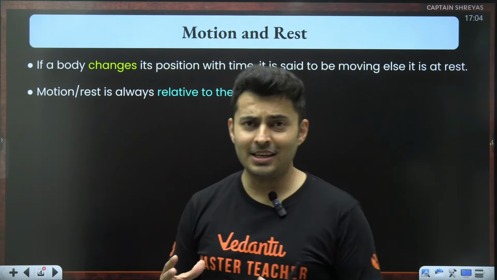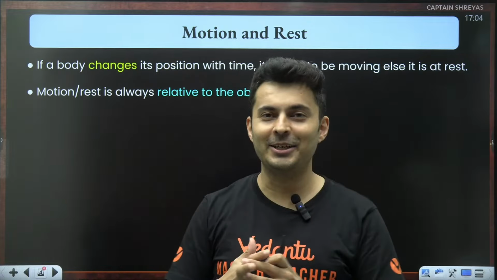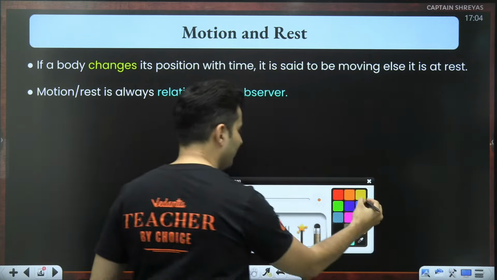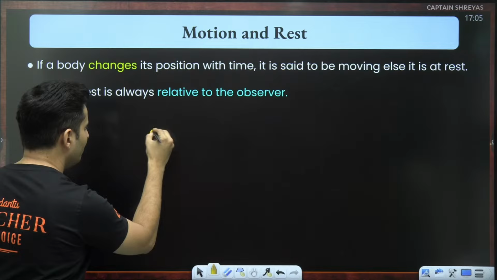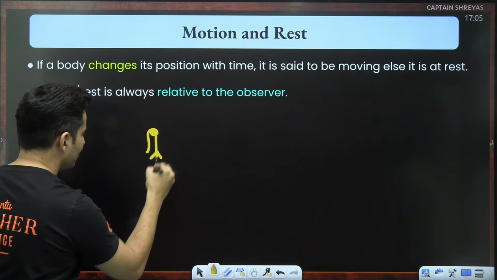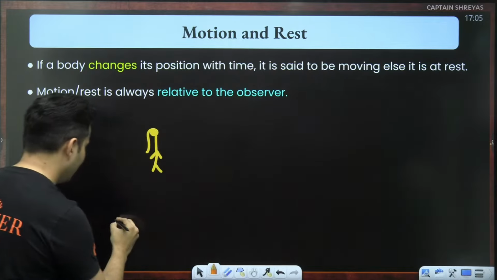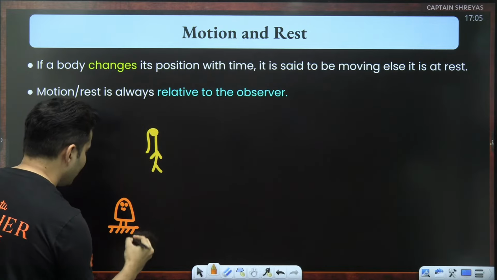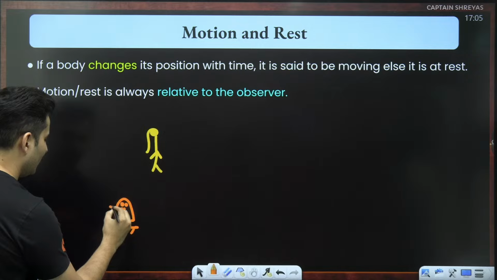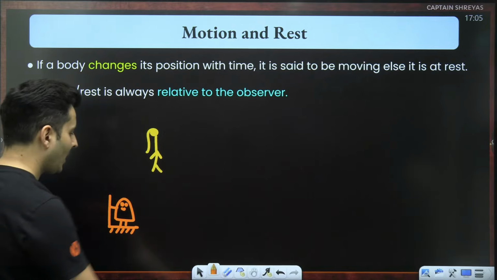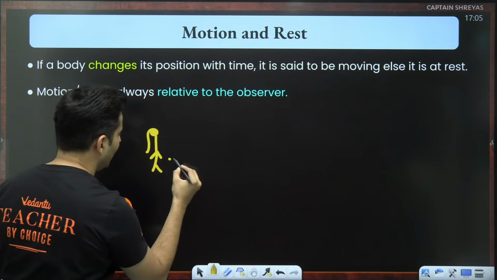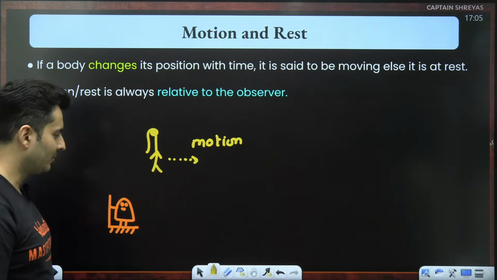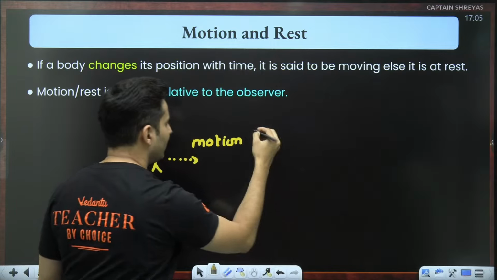Now, see, this concept of motion is also very relative. Yes, it is relative to the observer. For example, imagine there is this beautiful Champa who is walking, and we have a Pandu over here who is at rest, who is basically not moving. He's just standing against the wall, and he's looking at this beautiful Champa who is moving. So for this particular Pandu, this Champa is in motion.